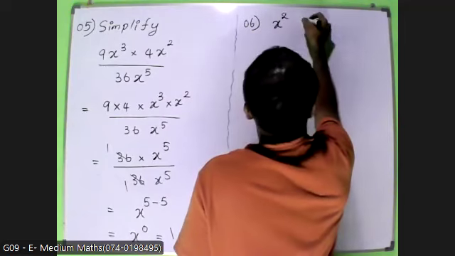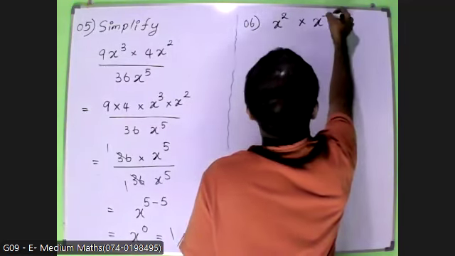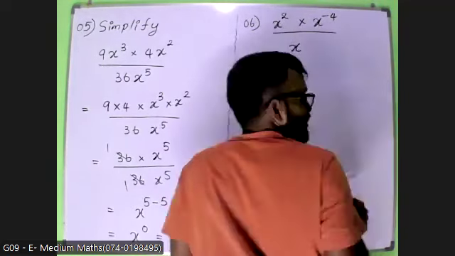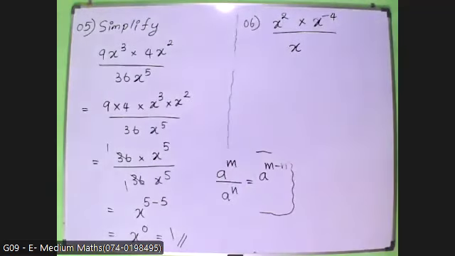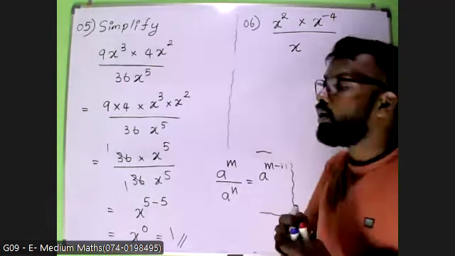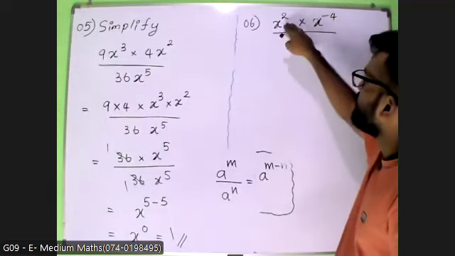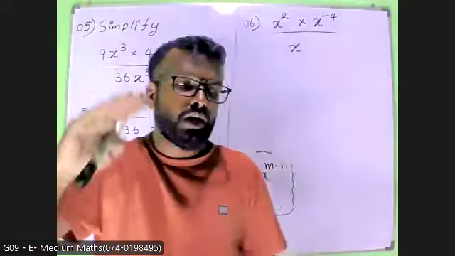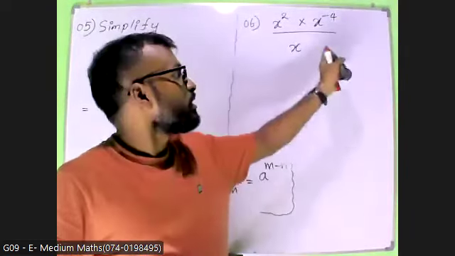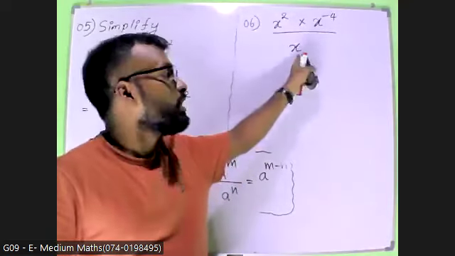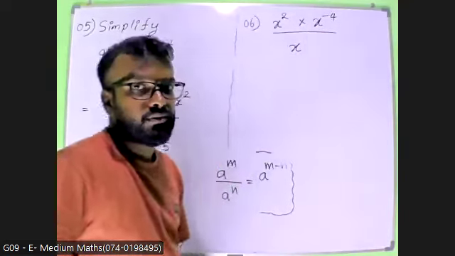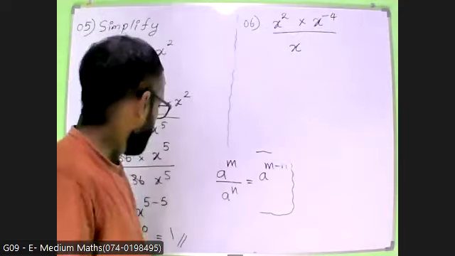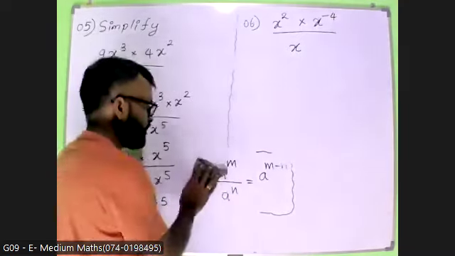x to the power 2 times x to the power minus 4, divided by x. First of all, you have to simplify what we have in the numerator. You have to deal with the numerator first, then you can deal with your denominator. I will tell you something very easy.